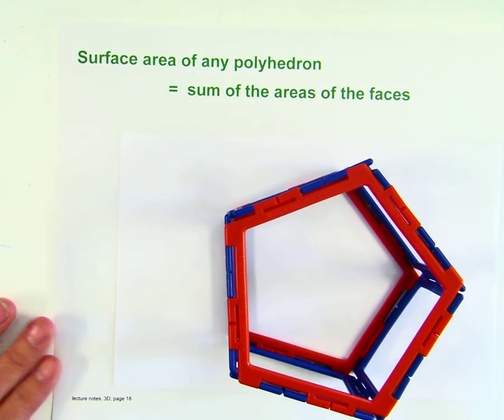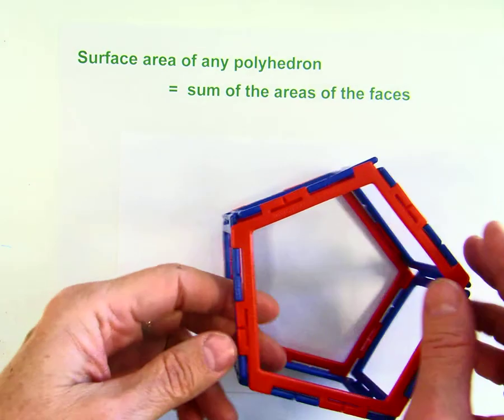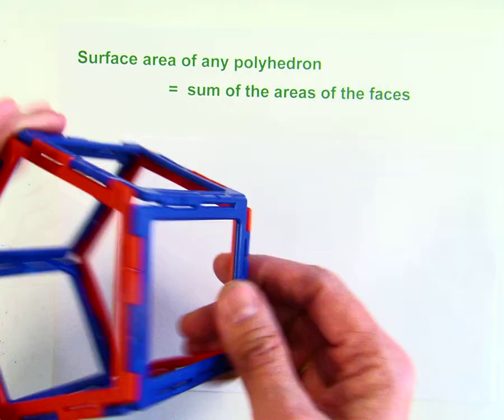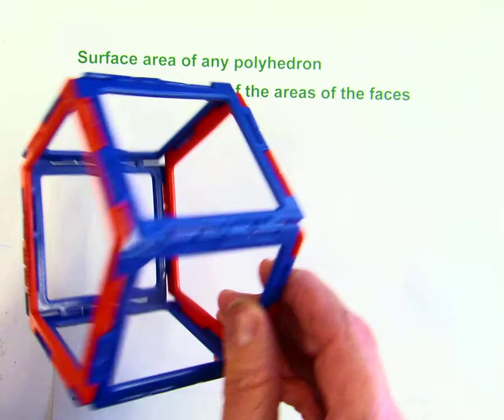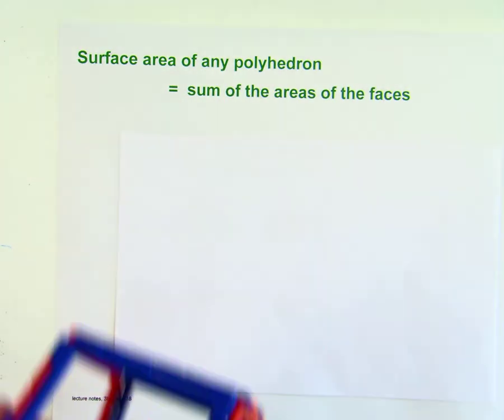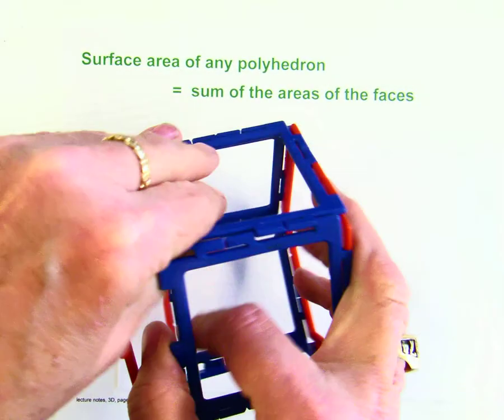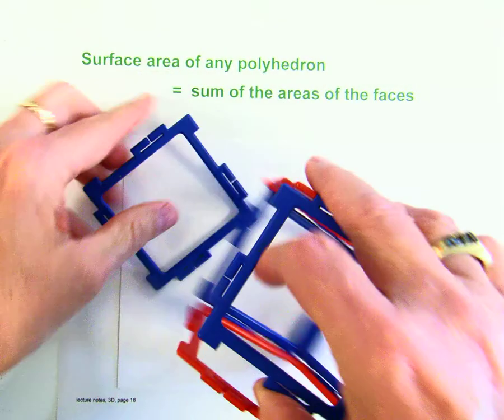This will be about the surface area of polyhedra. The surface area of any polyhedron is the sum of the areas of the faces, the polygons that are the faces. Probably the most straightforward way to do this, whenever you have a polyhedron, like this pentagonal prism, is to unwrap it like a present and see all the pieces.